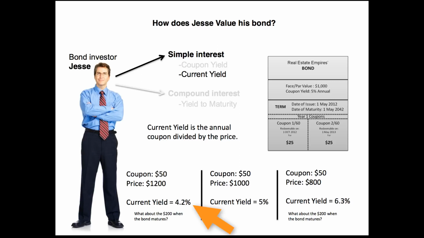So you can see here, if Jesse was going to buy this bond, regardless of how much time it was after the initial issue date, there could only be 1 year left on the bond, or there could be 25 years left on the bond.